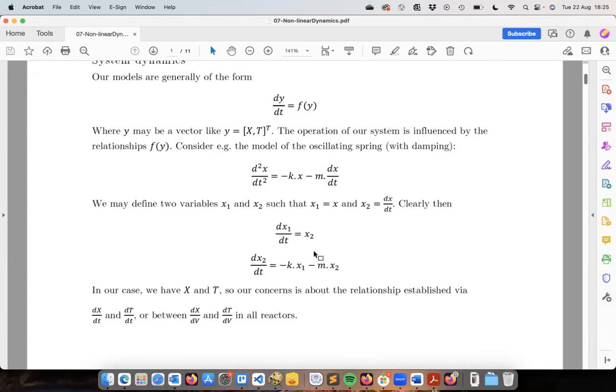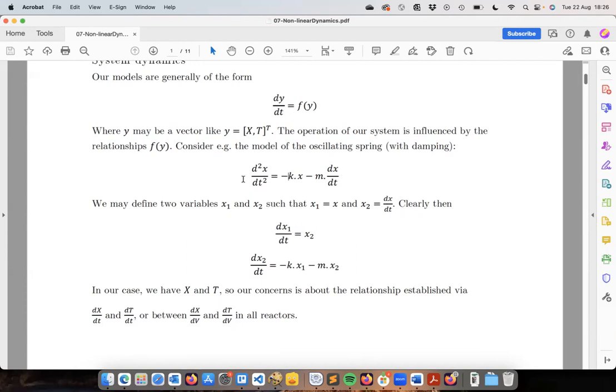And so the first relationship is simply from our definition. We have simply defined x2 to be dx/dt. Therefore, dx/dt, we know that's the same as dx1/dt. So that's nothing but equal to x2. This is purely from the definition of x2.